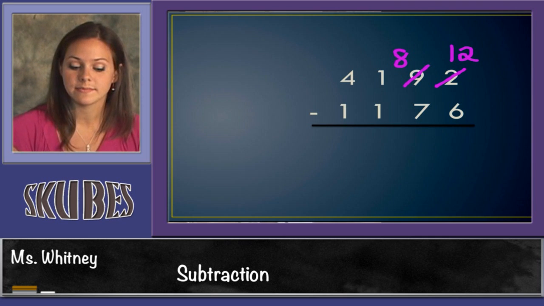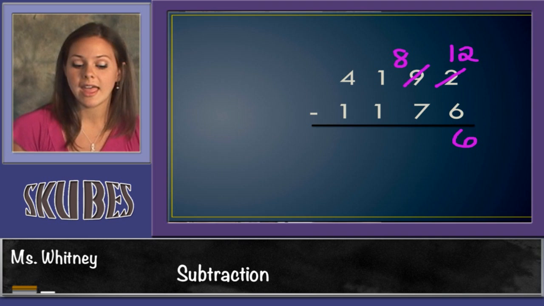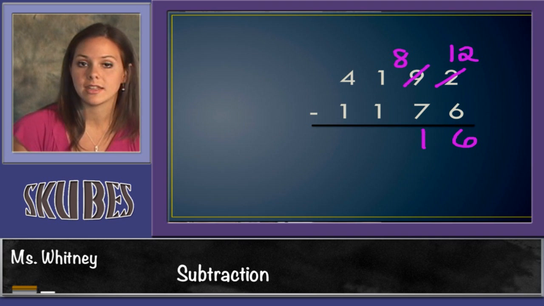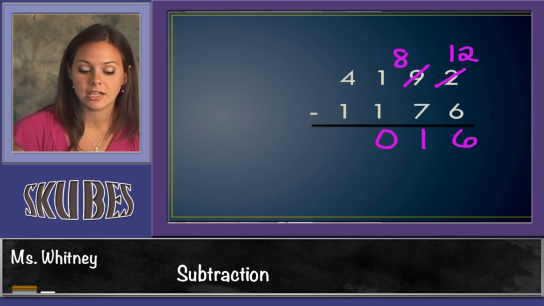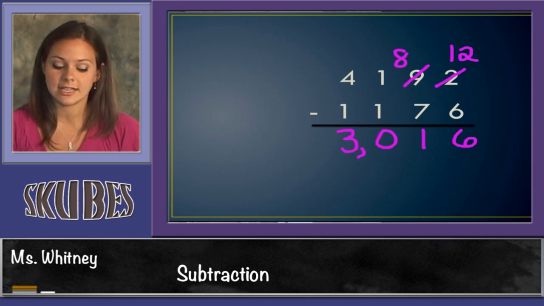12 minus 6 is 6. 8 minus 7 is 1. 1 minus 1 is 0. And 4 minus 1 equals 3. My answer is 3,016.